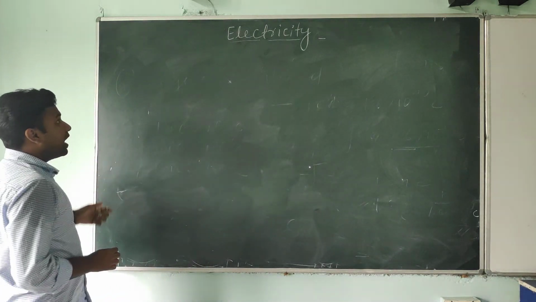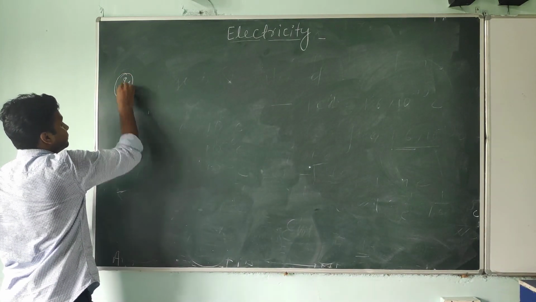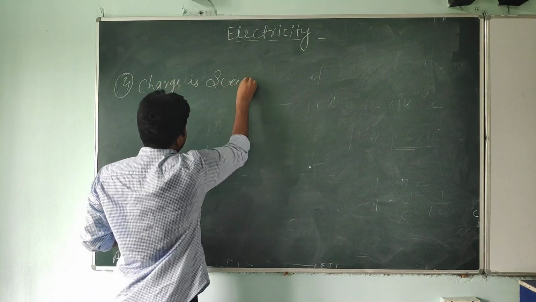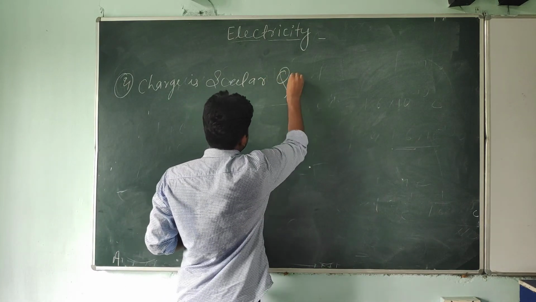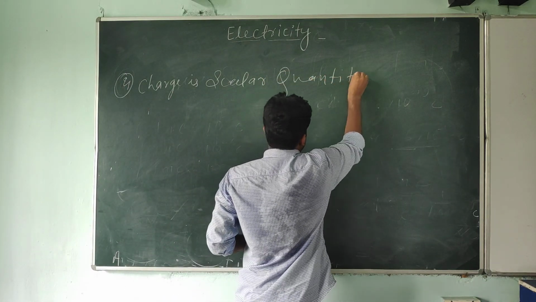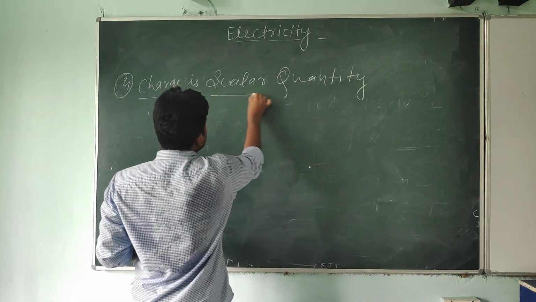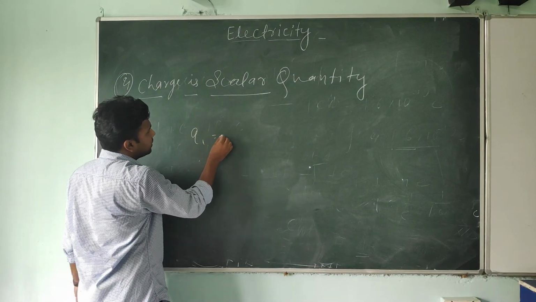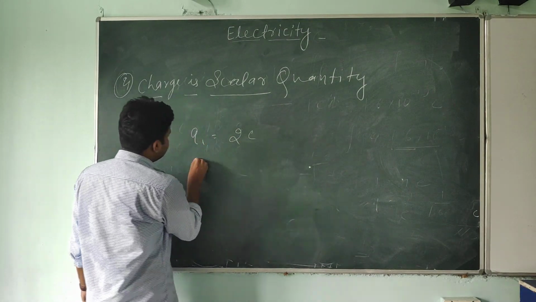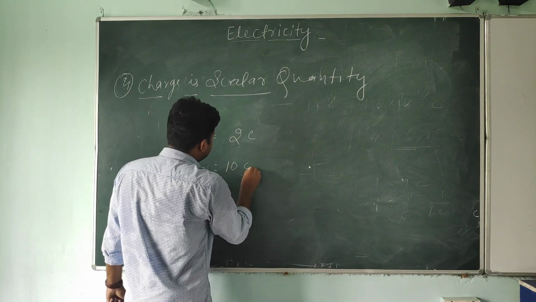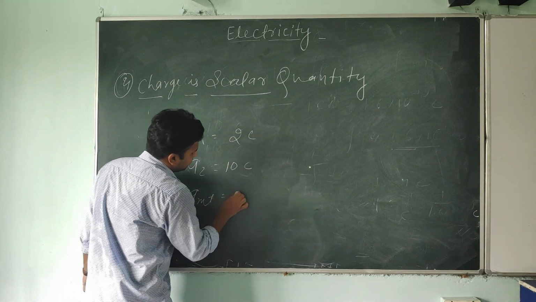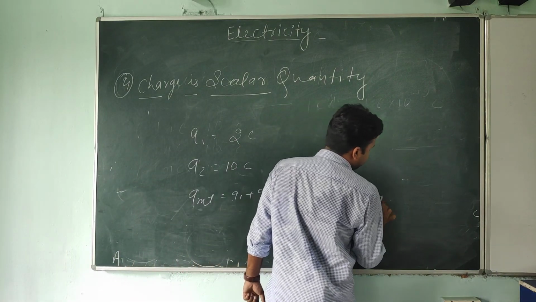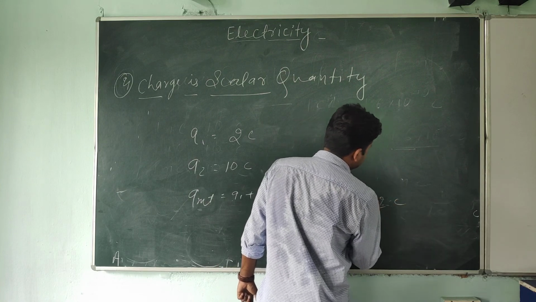Fourth, charge is a scalar quantity. What is the meaning? Like we have Q1 equal to 2 coulomb and Q2 equal to 10 coulomb. So Q net equals Q1 plus Q2, or you can write 2 plus 10. It's 12 coulomb.